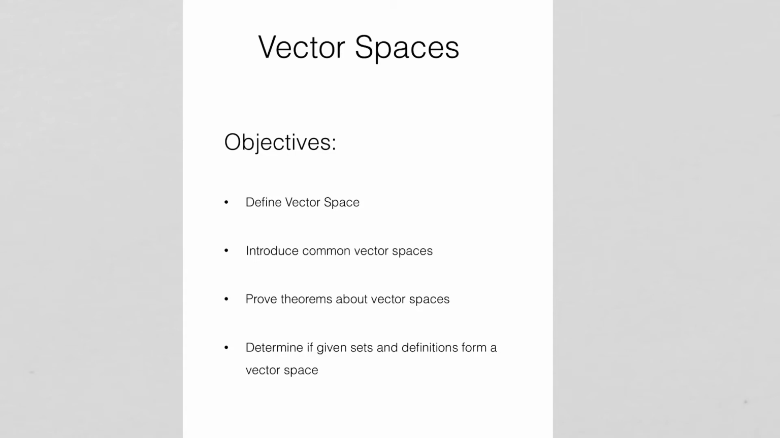This video is about vector spaces, and we're going to do four things. We're going to define a vector space, introduce some common vector spaces, we'll prove a few theorems about vector spaces, and then we'll do a bunch of examples to determine if given sets and definitions form a vector space. And once we go through the first three here, this should make more sense what this even means.